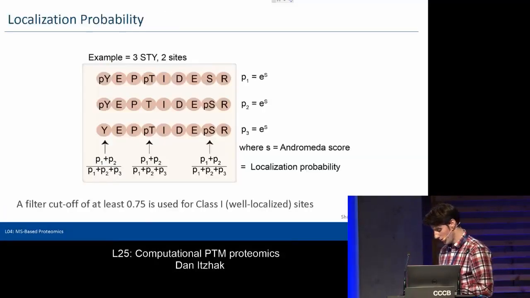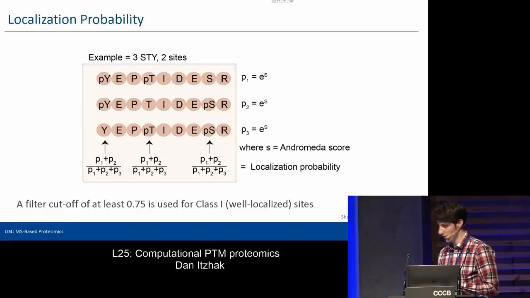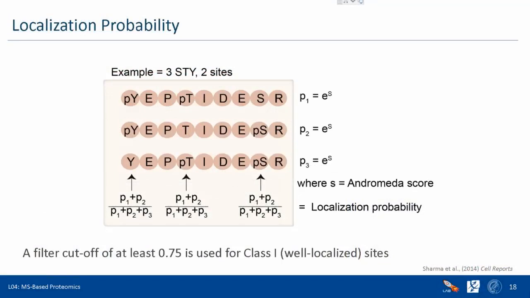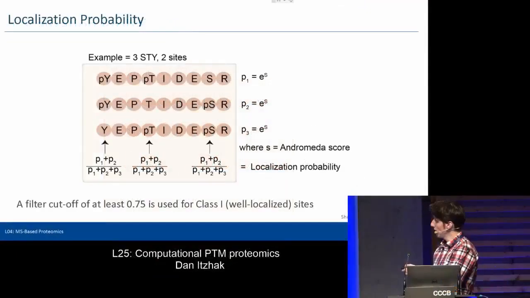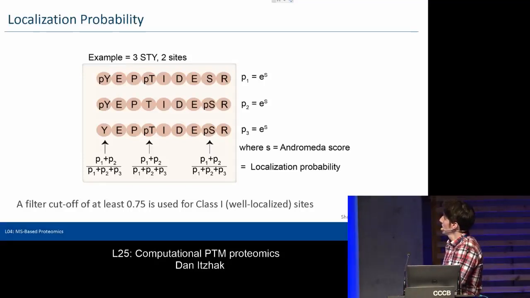Okay, so now that we've identified our post-translationally modified peptides, we want to localize them. It's best explained using this example. In this example, we have a peptide which contains three potentially phosphorylatable residues, a tyrosine, a threonine, and a serine, and we know that it's modified on 2 of these sites. Okay, so how do we know whether it's modified on these two, or these two? Apologies for those watching on YouTube.